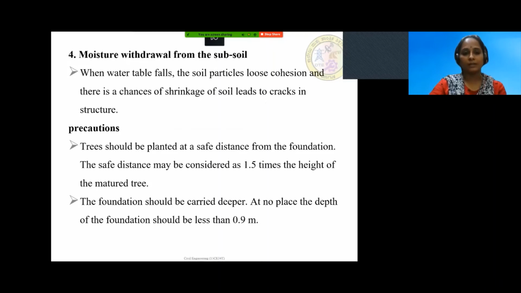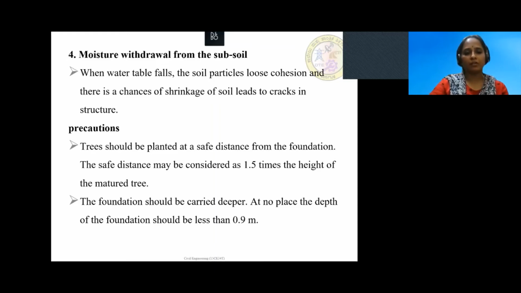Fourth cause is moisture withdrawal from the subsoil. When the water table falls, the soil particles lose cohesion and there are chances of shrinkage of soil, leading to cracks in the structure. Okay, what happens in this condition? The moisture will be taken out from the subsoil, due to plantation, again due to deeper foundations, like that.